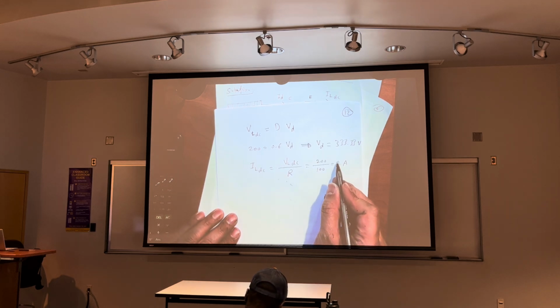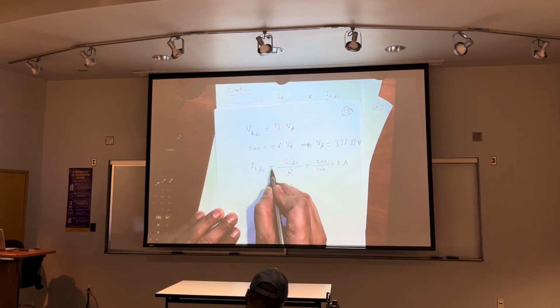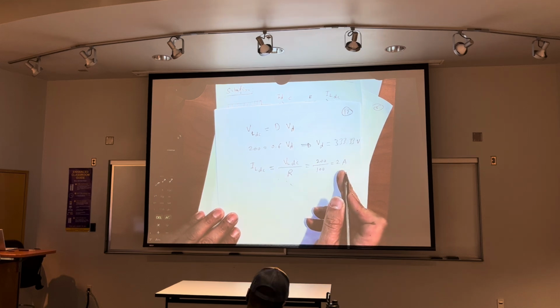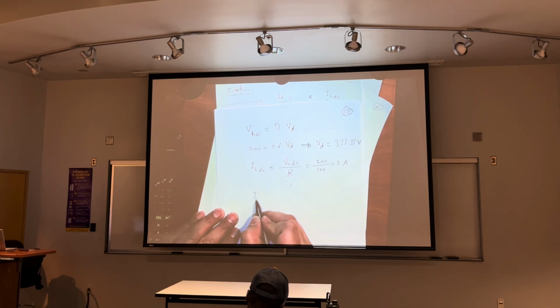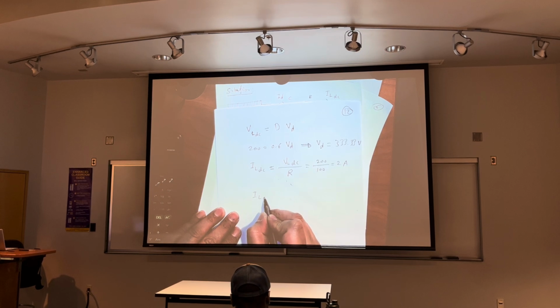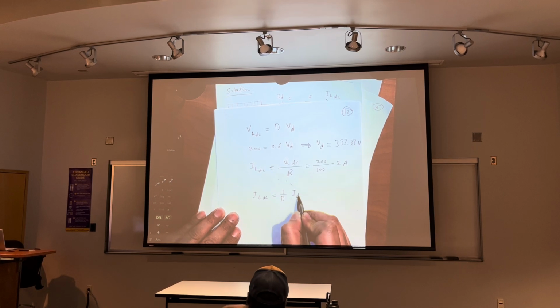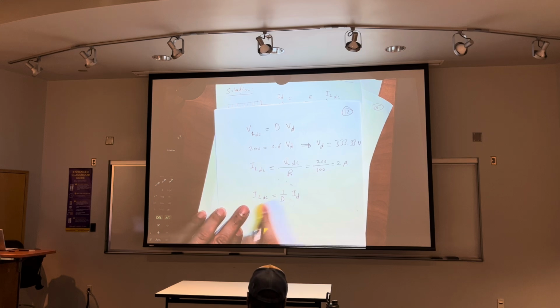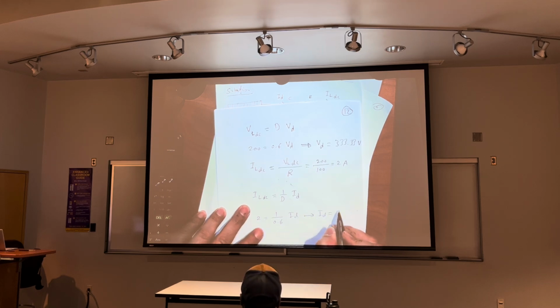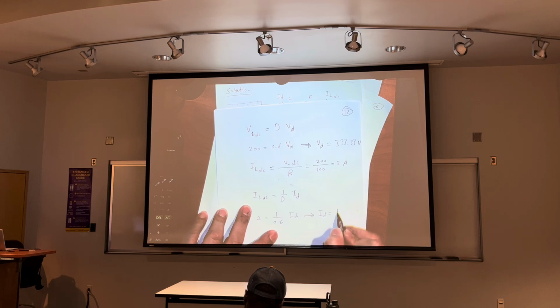Okay, and now I load DC, 2 ampere, equals 1 over D times ID. We have I load DC 2 ampere, so 1 over 0.6 times ID. So ID equals 1.2 ampere.